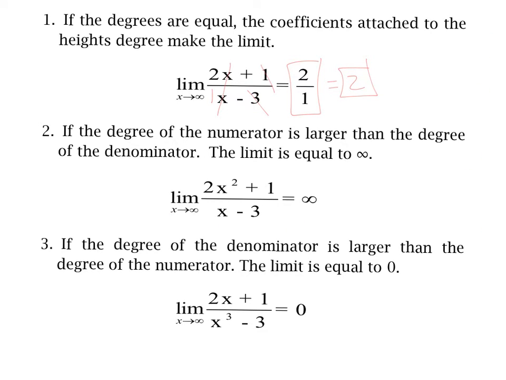The last situation is, what if the degree on the top is smaller? If it's smaller, then it's always going to equate to 0. As we go over to infinity, it's going to get closer and closer to 0. Those are really the only three situations that we see when we're talking about infinite limits. So let's give it some practice.